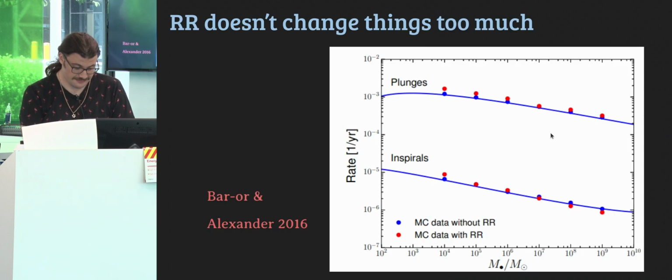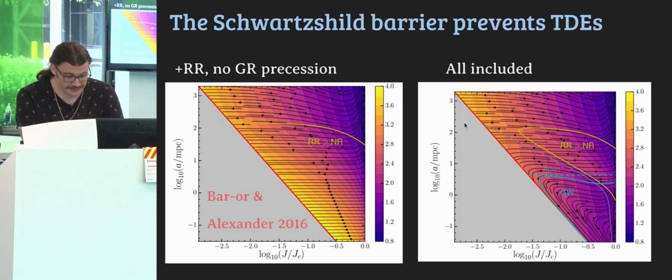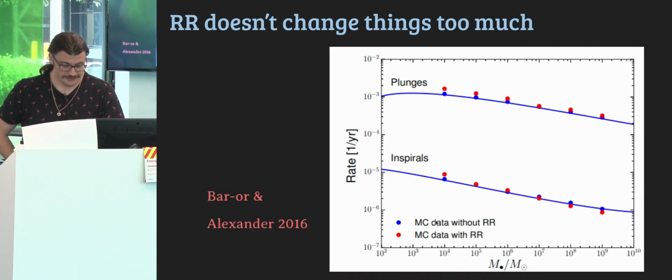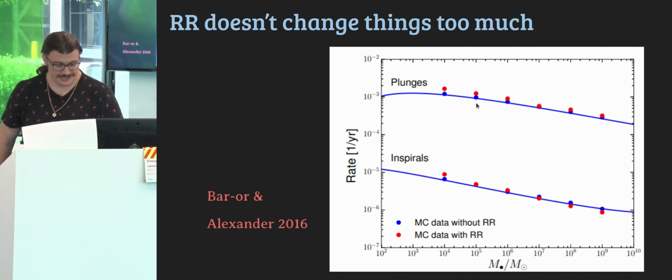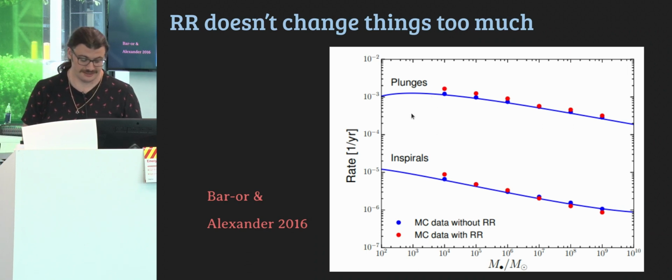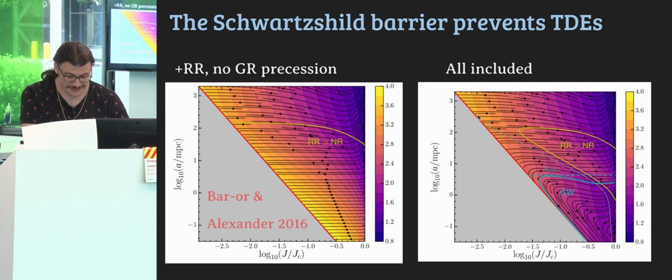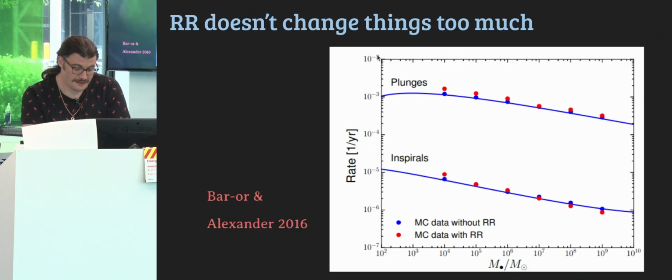And I think once you take all this into account, if you add resonant relaxation to your models, you do have some small enhancement, at least for the lower mass black holes, but it's really mild, at least for the plunges. So it may change a bit, but not too much because of this barrier over here. So it doesn't really affect that much, at least for this case.